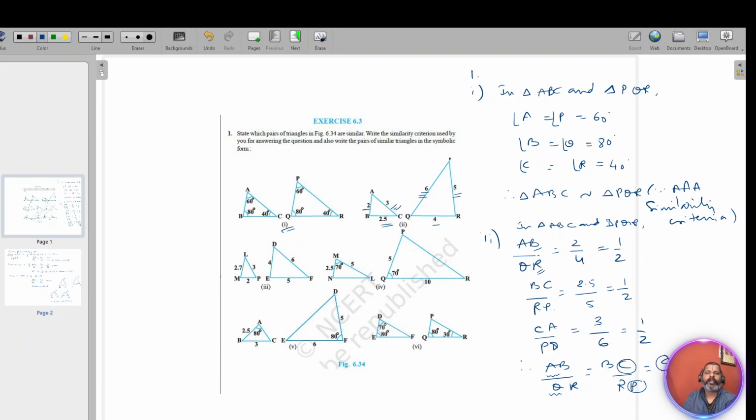So since ratios are equal, by SSS criteria, they are similar. Okay. So we'll say therefore triangle ABC is similar to triangle PQR, because they asked here in the question, write the pair of similar triangles in symbolic form and the reason for that. So therefore we'll say SSS similarity criteria. Please write that. SSS similarity criteria. Okay, clear?